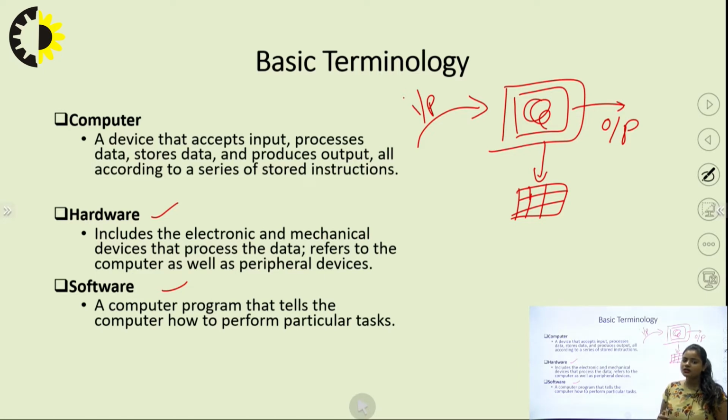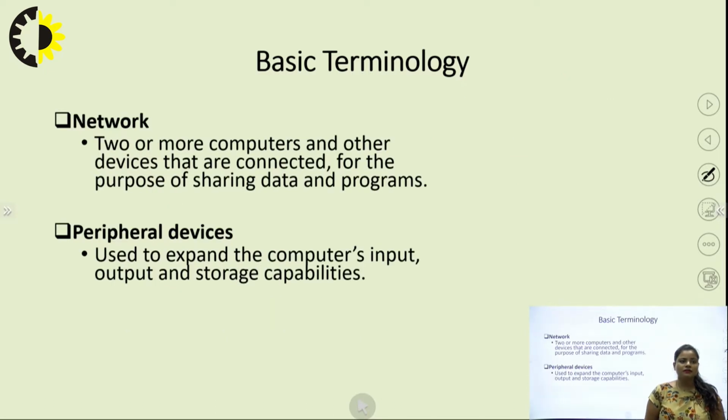But what is software doing over here? Software is providing the interface to perform a task. Software is providing the medium to perform any task over the hardware. So this is the basic terminology of computer, hardware and software. Next we have network.